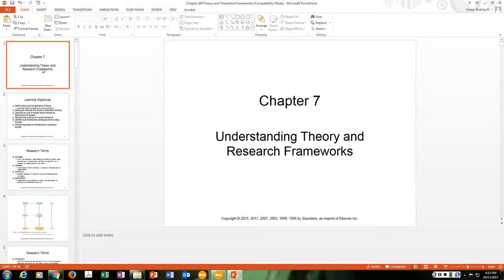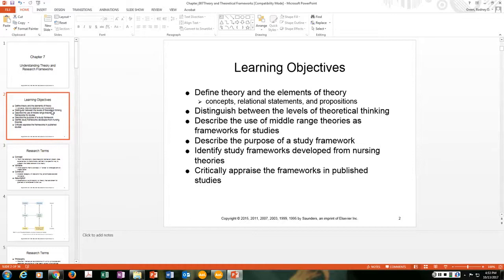This is Chapter 7, and it's an integrity recording for Week 9. Chapter 7 deals with understanding theory and research frameworks. The learning objectives are: define theory and the elements of theory, concepts, relational statements, and propositions.